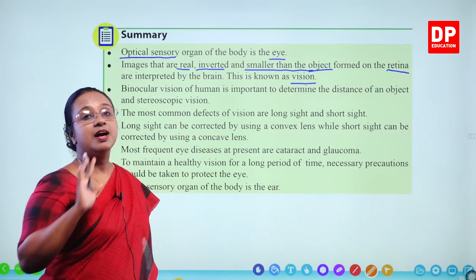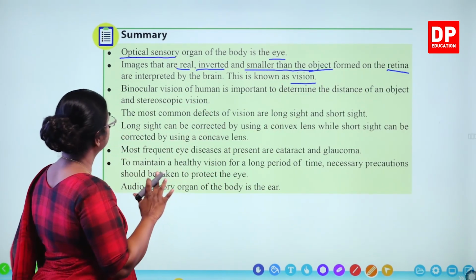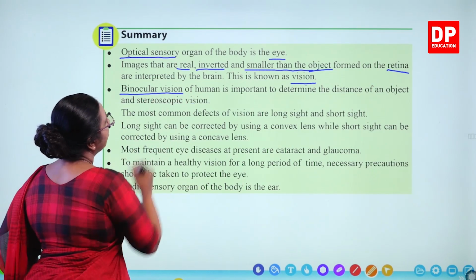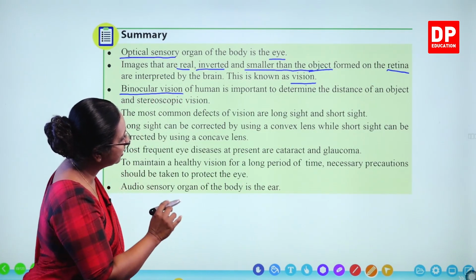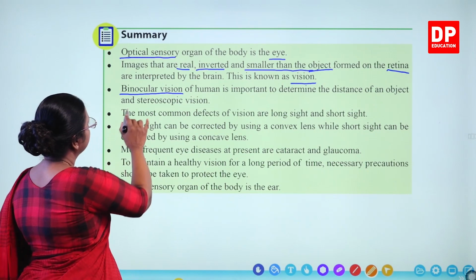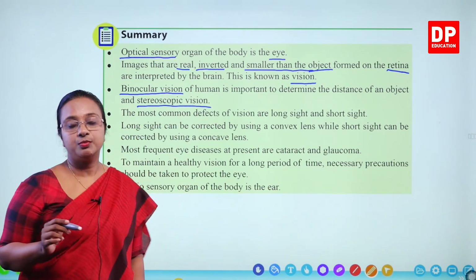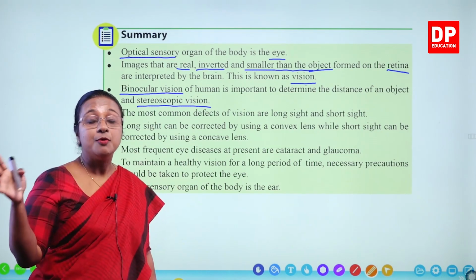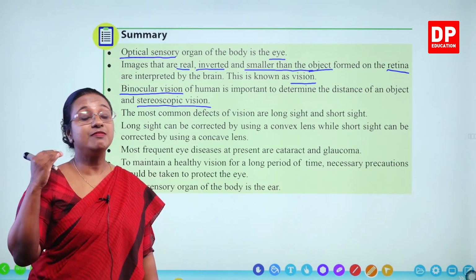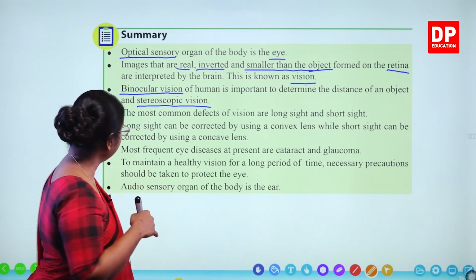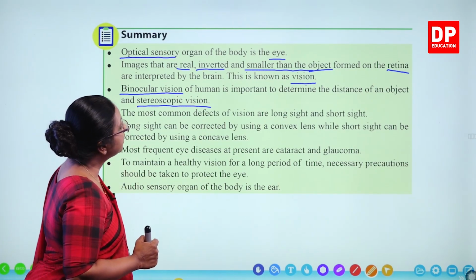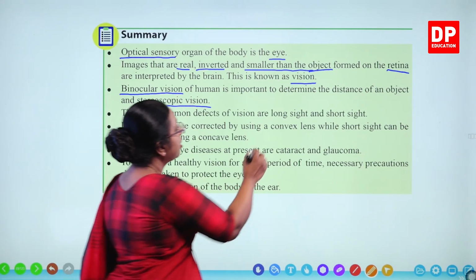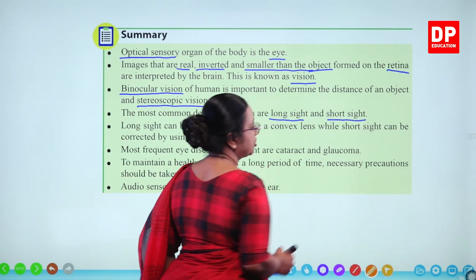So here we are summarizing all the terms. Binocular vision in humans is important to determine the distance of an object, and for stereoscopic vision. You all know some animals, especially us, have a very wide range of binocular vision which leads to stereoscopic vision. The most common defects of vision are long sight and short sight.